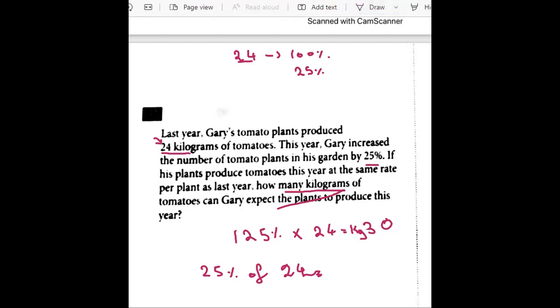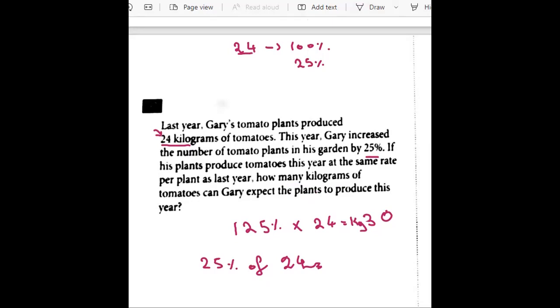Yeah, but they're saying that this year he increased the number of his tomato plants. Exactly. Okay, and then the next line is telling us if his plants produce tomatoes this year at the same rate. This means that if he had 24 kgs last year, if he will increase his plants by 25%, his kgs would also increase by 25% because his plants produce tomatoes this year at the same rate per plant as last year, right? This is why they have told this.